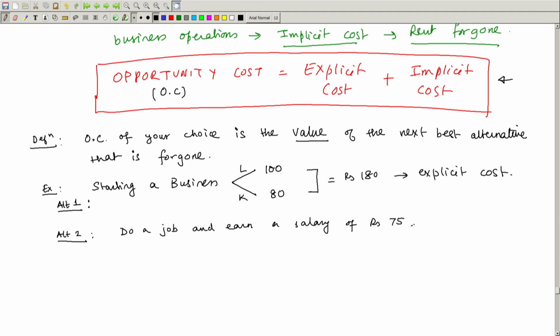Now, when you started a business, you are incurring some explicit costs. And notice, these are accounting costs, the direct expenses that you incur in your production activity, and that is the direct monetary expense that you have incurred, 180 rupees. But you cannot do the business as well as do a job elsewhere and earn a salary of 75. So the income that you have lost because of starting your business is rupees 75. So that's going to be your implicit cost.